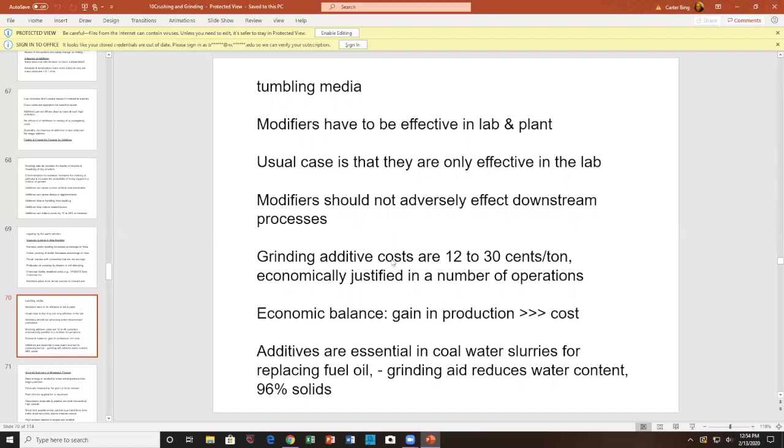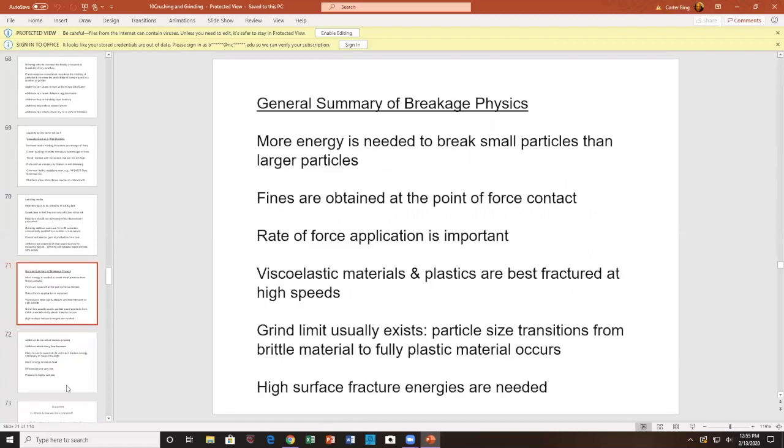Cost of the additive. Additives are essential for cold water slurries for replacing fuel oil. Grinding aid reduces water content. Some of these cold water slurries may be 96% solids, and they're flowing like water. It's amazing.